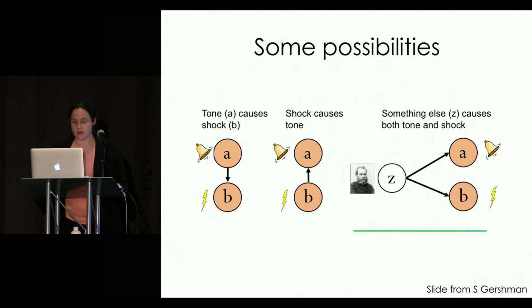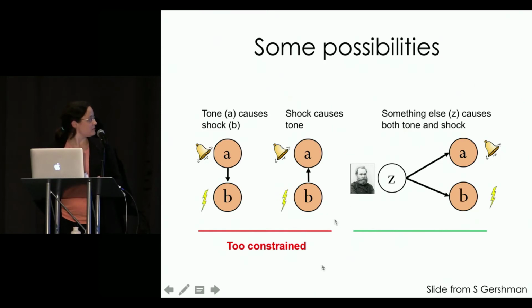Another might be that something else, like Pavlov, caused both, and that it's independent. Okay, this is where we're going to go back to Sam's introduction on Chinese restaurant processes before, and non-parametric Bayesian is that some representations, this would be the parametric one, might be too constrained, and some might be too flexible. And this is where the non-parametric Bayesian that goes somewhere in between might be helpful to understand how the state spaces are represented.